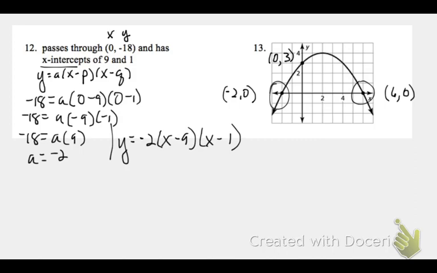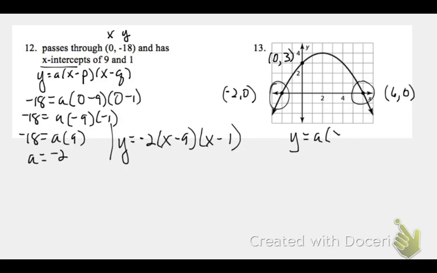And then finally on number 13, look at the graph and you'll see what you've got. You've got two x-intercepts. They're right on the x-axis at (-2, 0) and (6, 0). And then you have the point (0, 3). So again, you can use the intercept form to write this equation.